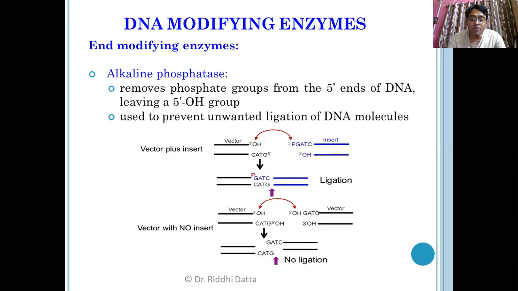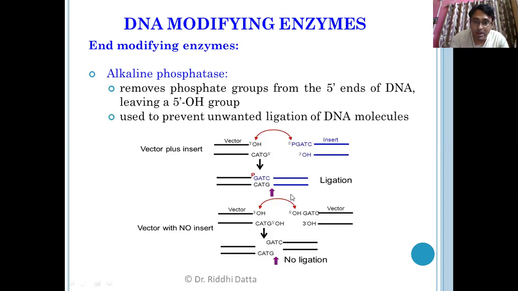Because if we use only a single enzyme, there is always a chance of self-ligation, mainly for the vector. So how can we prevent it? After digestion with the single enzyme, I can use alkaline phosphatase. Alkaline phosphatase will remove the 5' end phosphate and make it a 5' end OH. So once the vector has 5' OH and also 3' OH, it will never ligate.